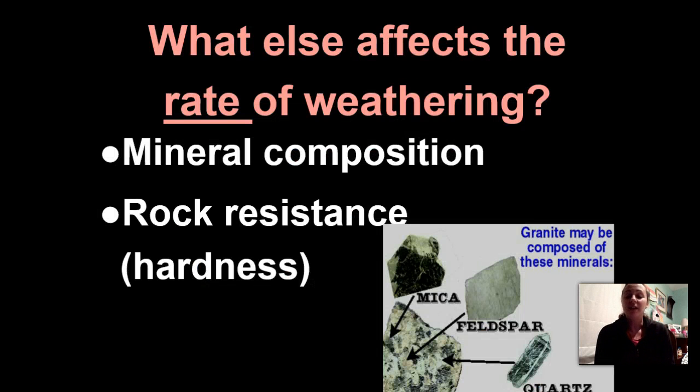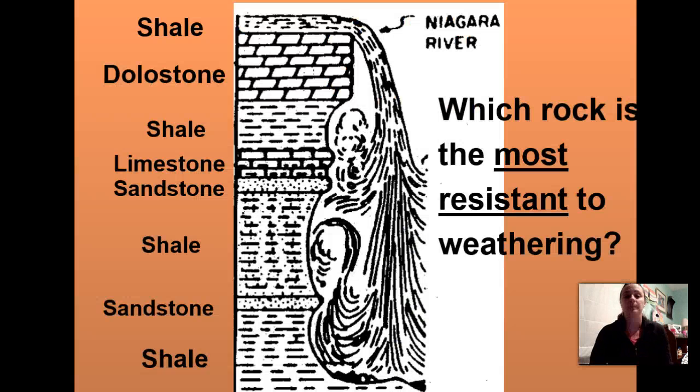So what else affects the rate of weathering, or how fast this process can occur? Well, we have to look at the mineral composition that's making up that rock. If it's composed of soft minerals, then that's going to weather faster. If it's made of hard minerals, then it may be harder or more resistant to weathering. So it goes directly with the hardness of the rock and the rock's resistance to weathering. So these both will come into play when we look at weathering as a whole.